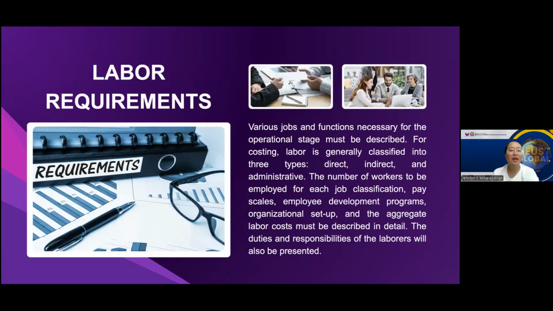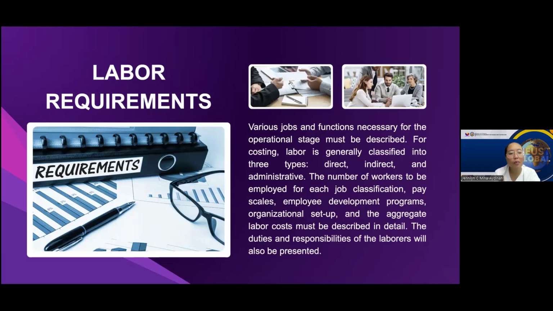Now let's proceed to labor requirements. Labor requirements involve outlining the necessary jobs and functions for the operation of the business. Labor is categorized into direct, meaning production related, and indirect, meaning supporting tasks and administrative roles. So the number of workers, pay scales, job responsibilities, and employee development programs should be detailed to ensure efficient operations.